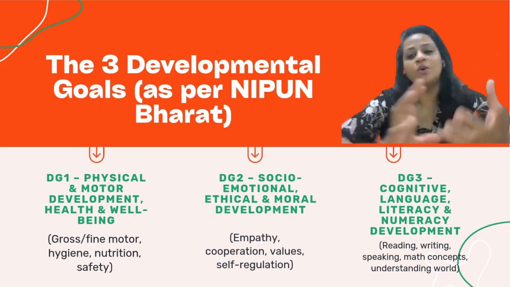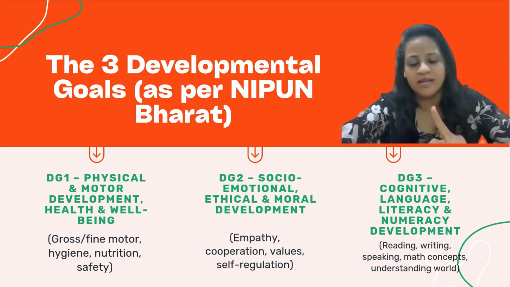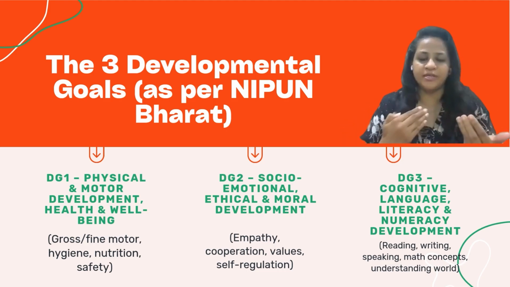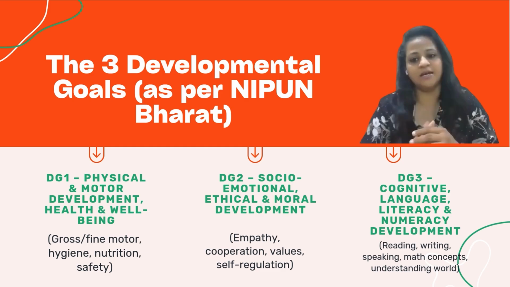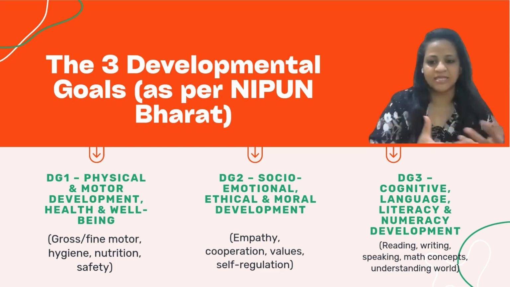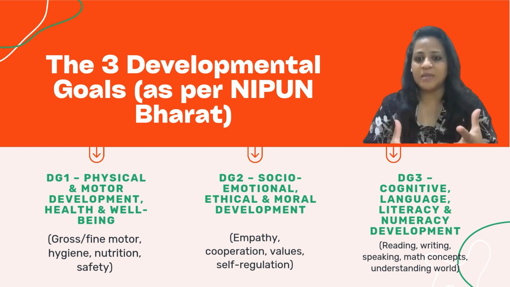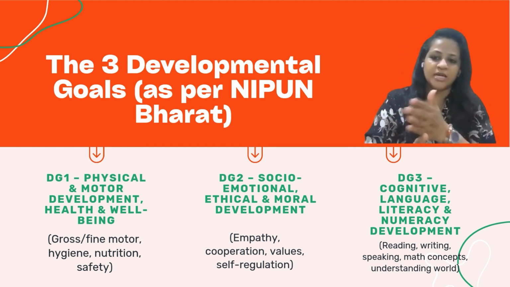The second goal that we have is the socio-emotional, ethical, and moral development that we look into. So here, whether they are cooperating, you can see teamwork happening, you can see their ethics, the manners that we look into, the morals, the values that have been induced, and you'll see it in situations happening. So that is what comes into this.